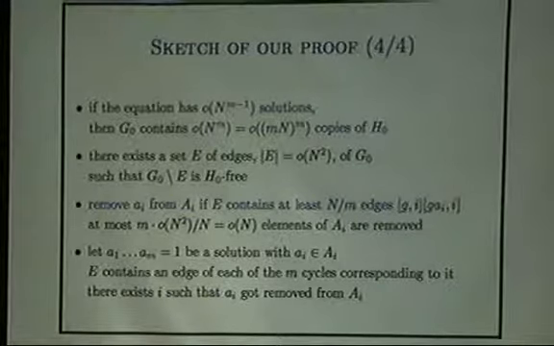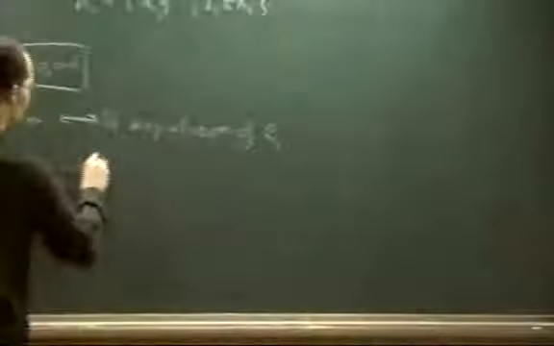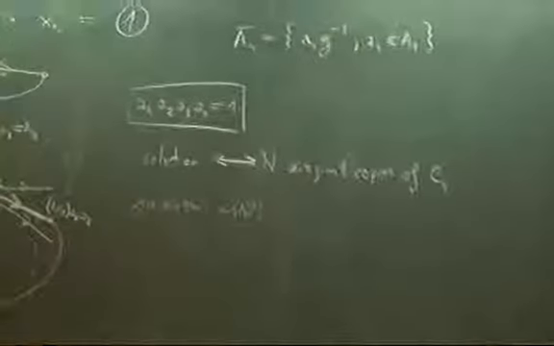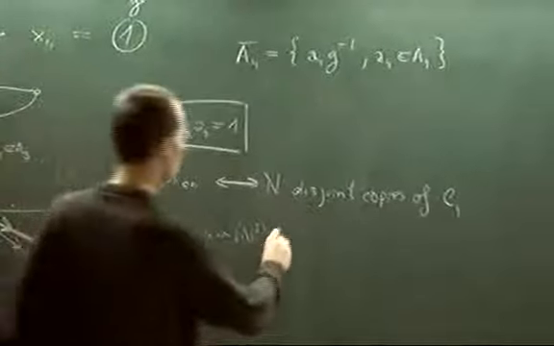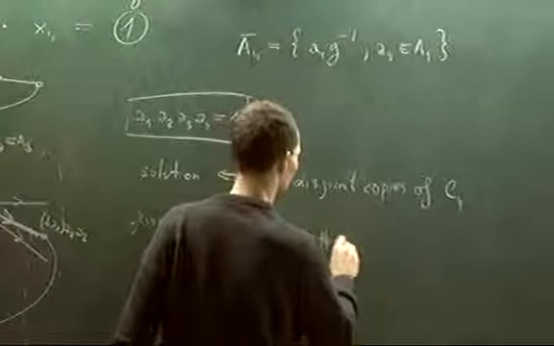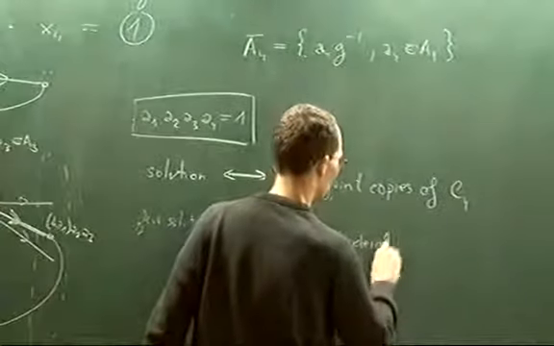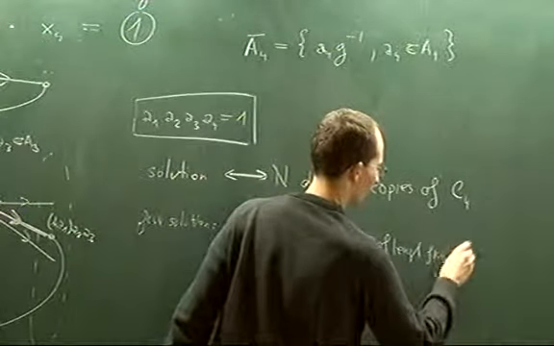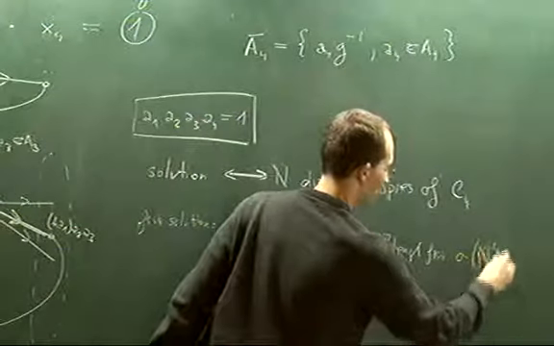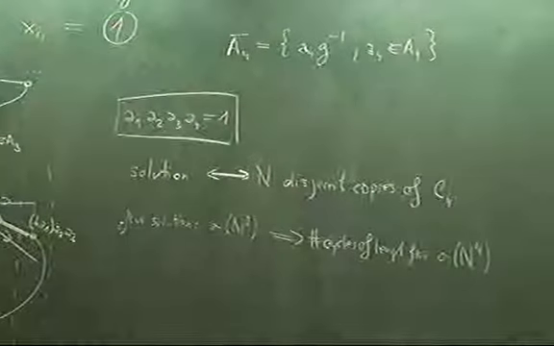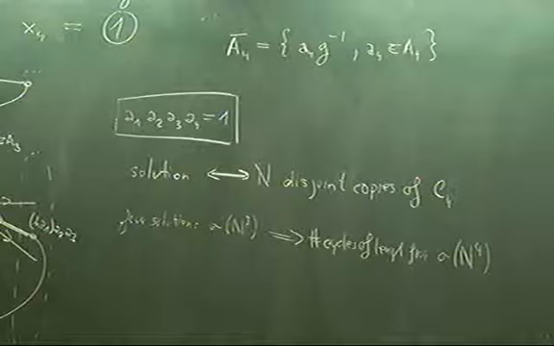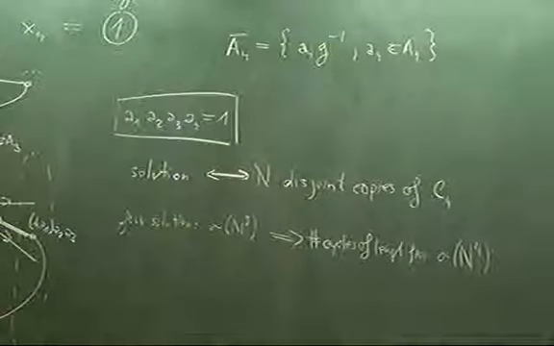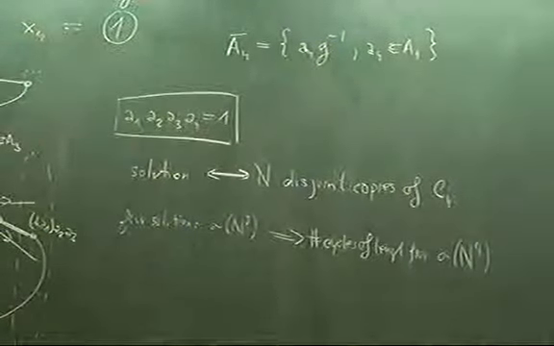So few solutions, in our case, would mean subcubic many. That would mean the number of cycles of length 4 is asymptotically less than n to 4. So we can apply the graph removal lemma.